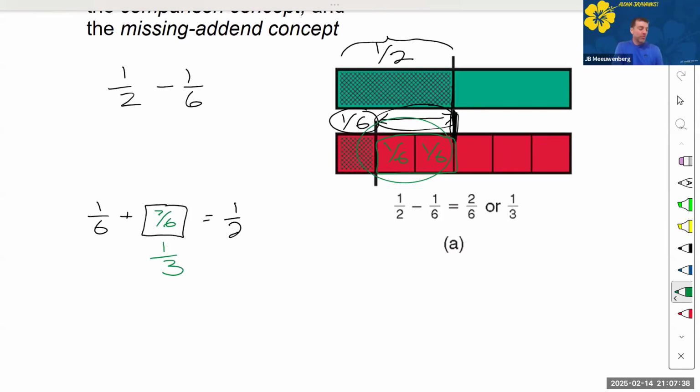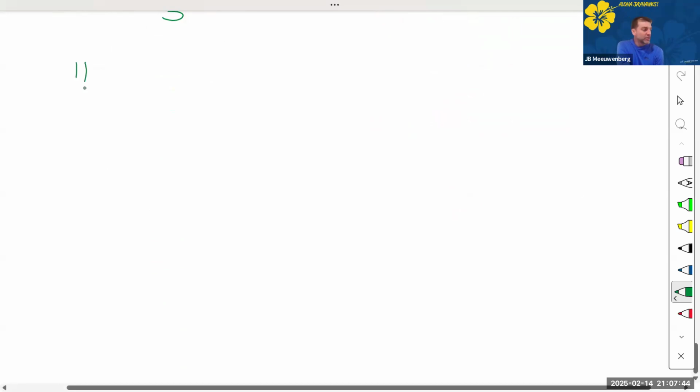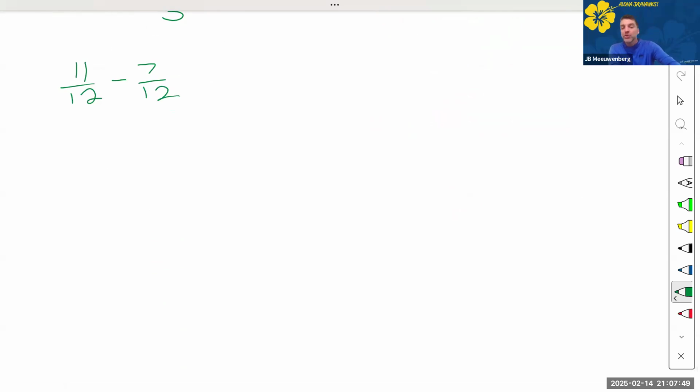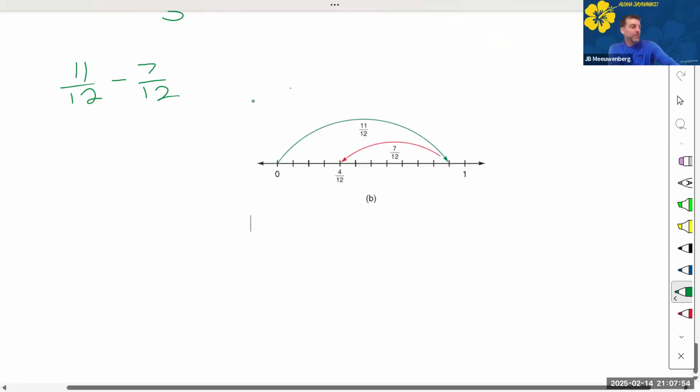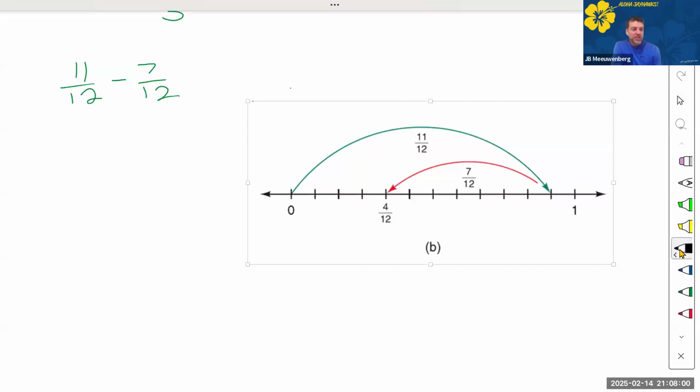Number lines. This is going to show a model for the subtraction problem, 11/12 minus 7/12. But it's going to show it again using the number line model that we've seen also many times. And so it would look something like this. Again, we always start at our reference point of 0. And the first thing we do is we go out to 11/12. Notice how 0 to 1 is cut up into 12 sections. 1, 2, 3, 4, 5, 6, 7, 8, 9, 10, 11, 12.